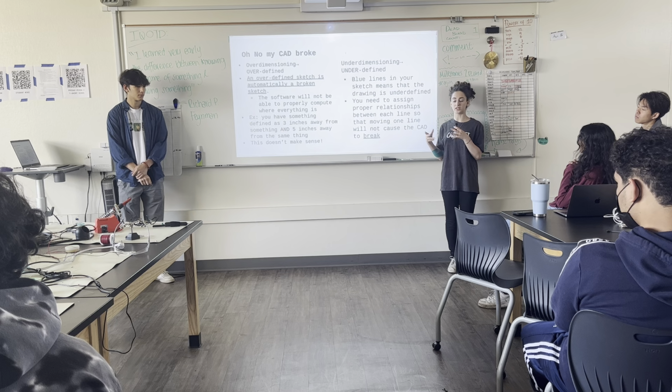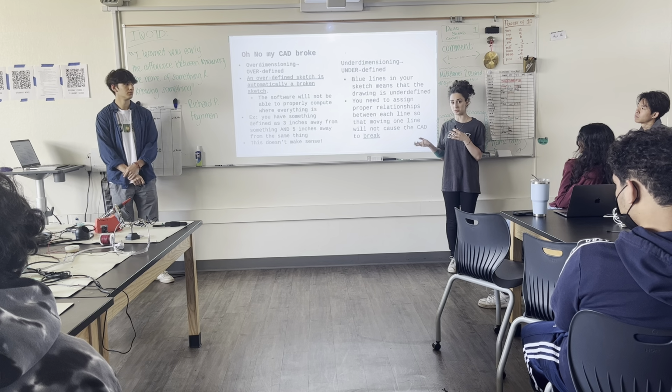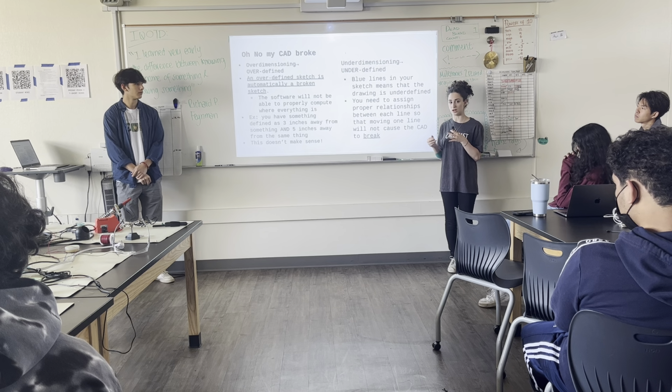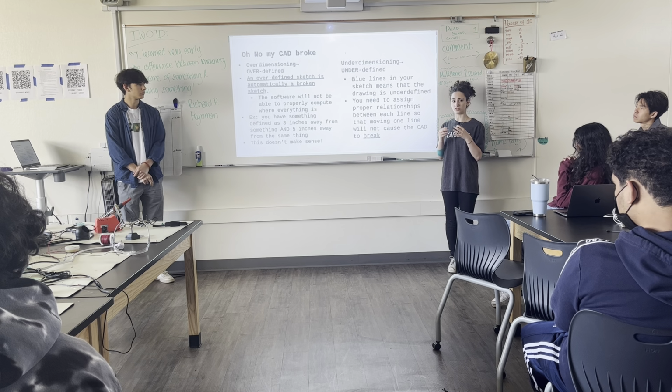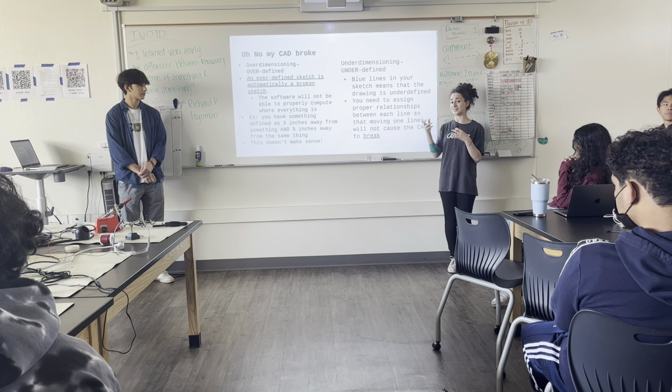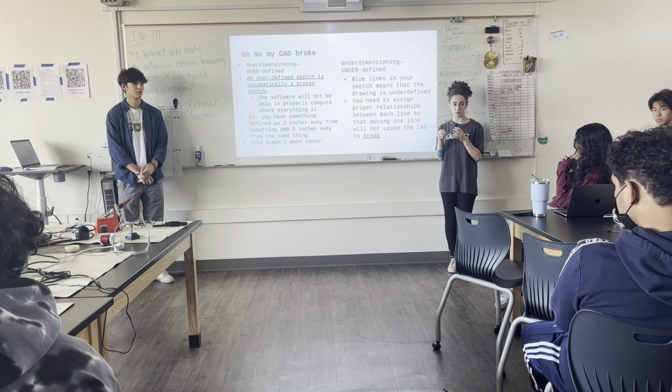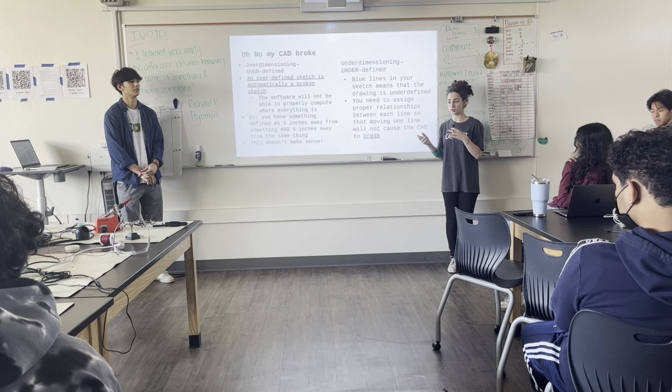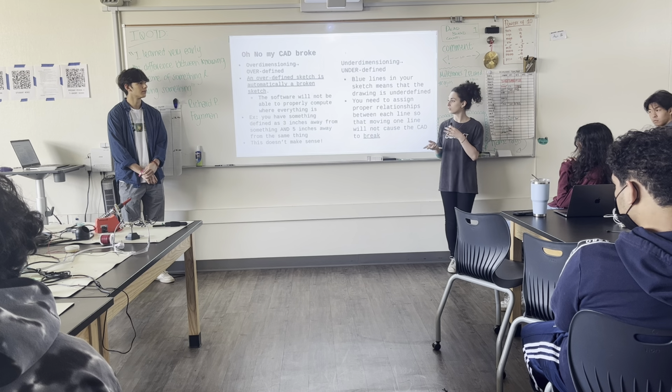If you have a sketch that's underdefined, you'll notice that the lines are blue, and that's notifying you that you don't have a fully defined sketch. That means that not all of your pieces are assigned in relation to one another. So if you want to move one length or one piece of a rectangle, for example, the rest of it won't follow. So your sketch will break once again.